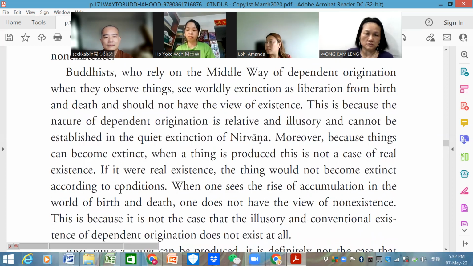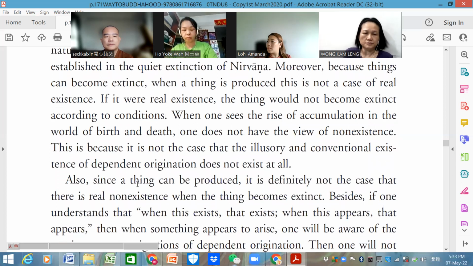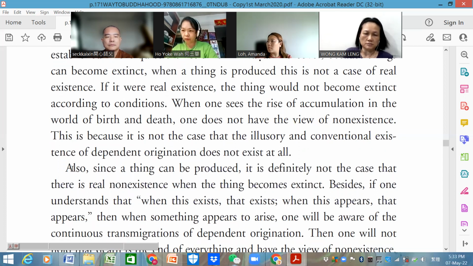Buddhists who rely on the middle way of dependent origination, when they observe things, see real extinction as liberation from birth and death, and should not have the view of existence. This is because the nature of dependent origination is relative and illusory and cannot be established in the quiet extinction of nirvana. Moreover, because things can become extinct when a thing is produced, this is not a case of real existence. If it were real existence, the thing would not become extinct according to conditions. When one sees the rise and accumulation in the world of birth and death, one does not have the view of non-existence. This is because it is not the case that the illusory and conventional existence of dependent origination does not exist at all.